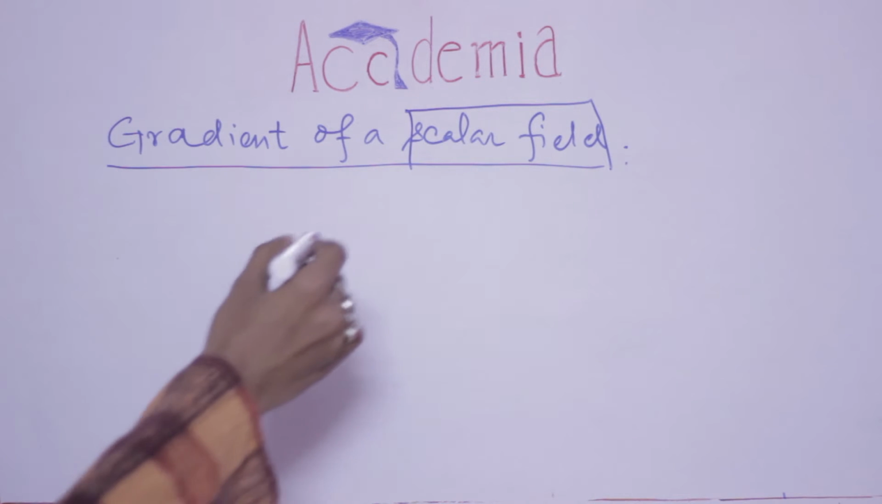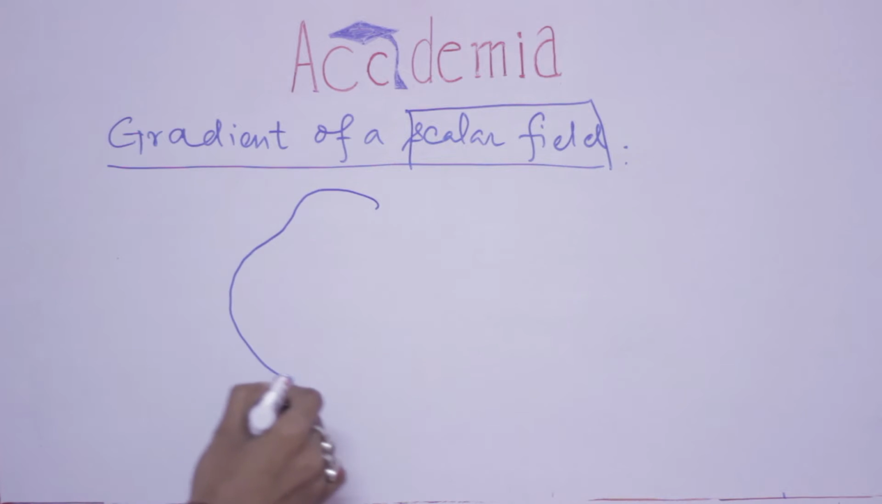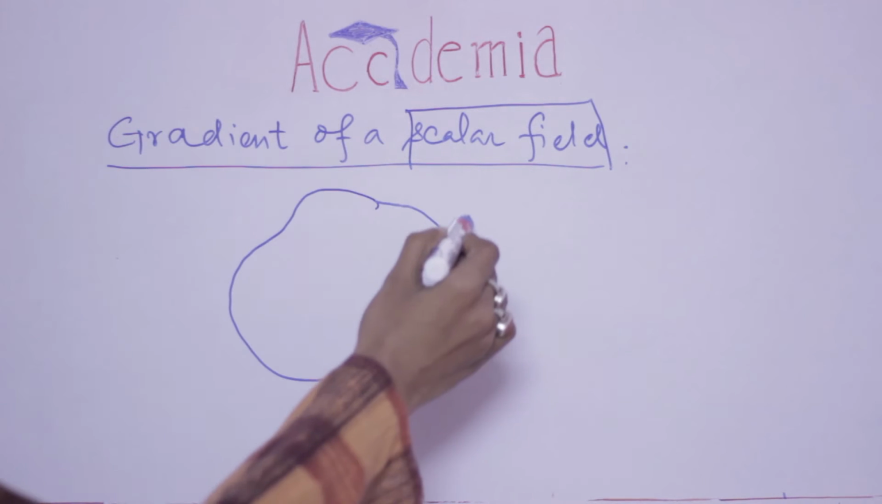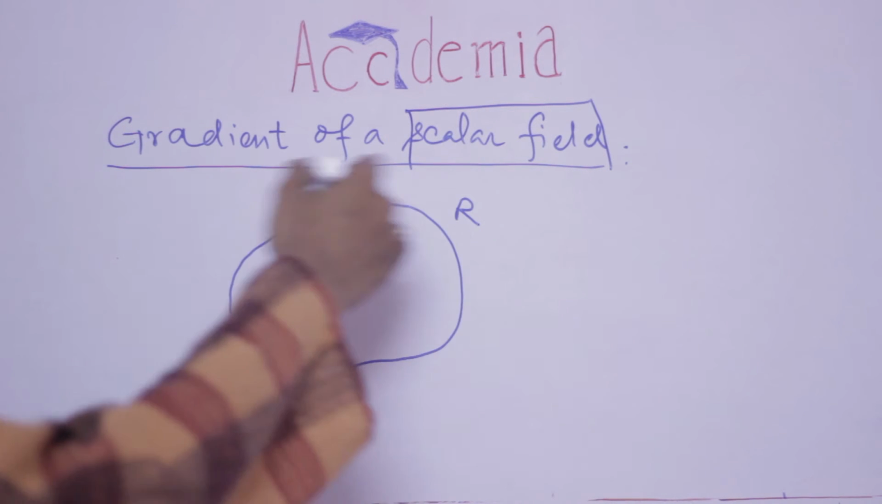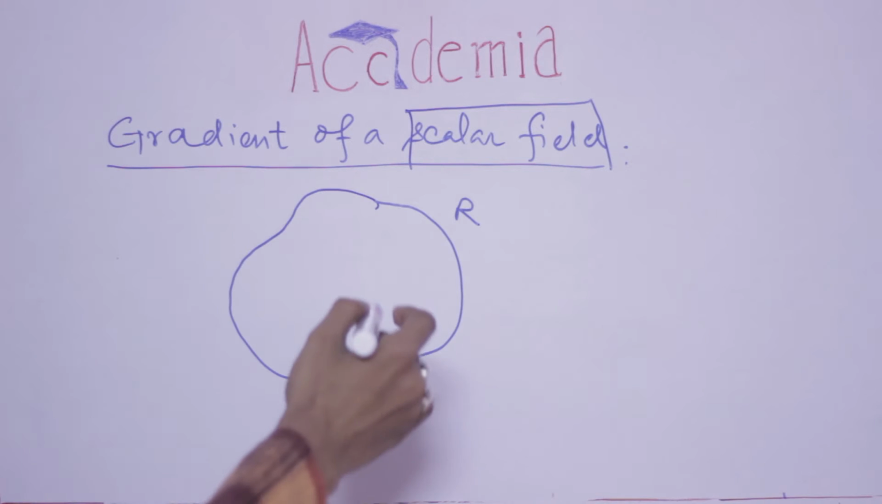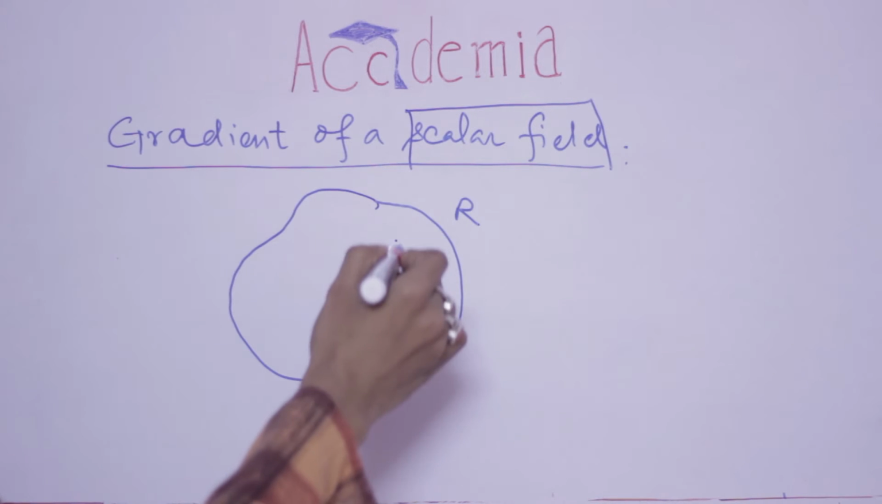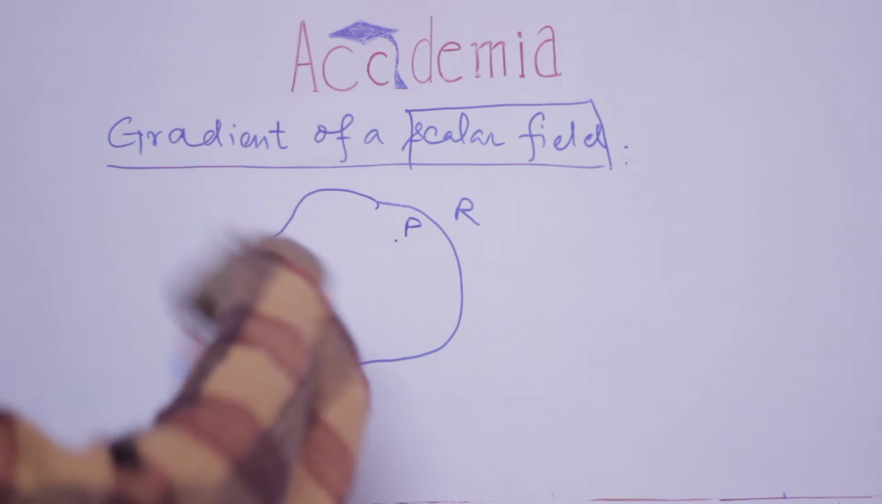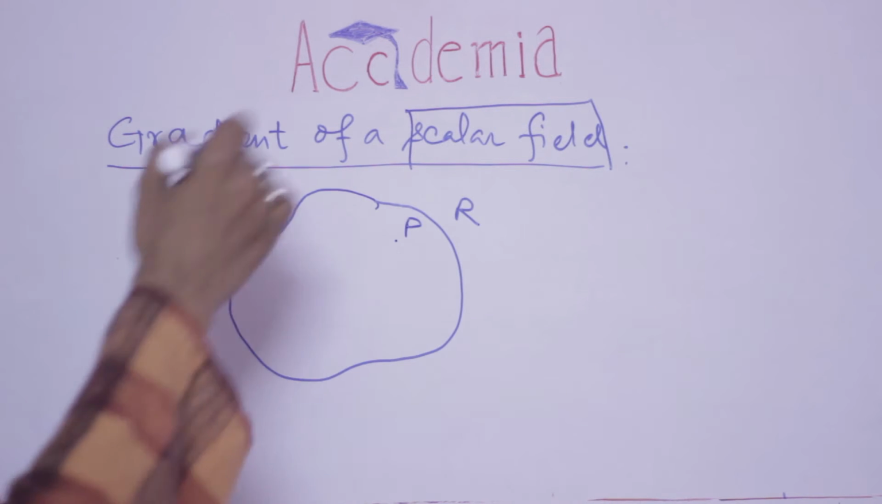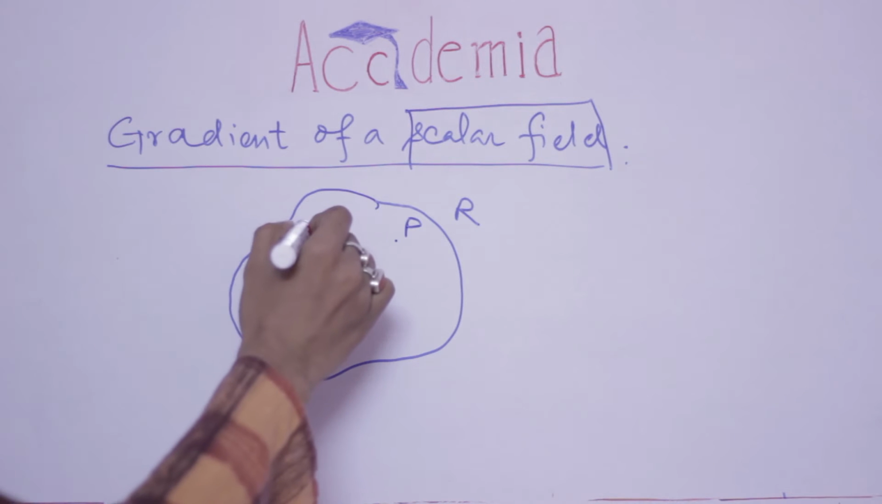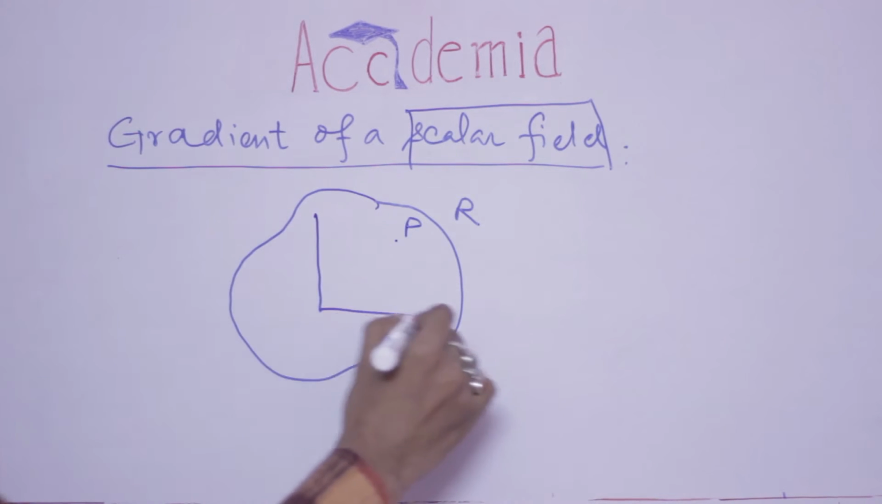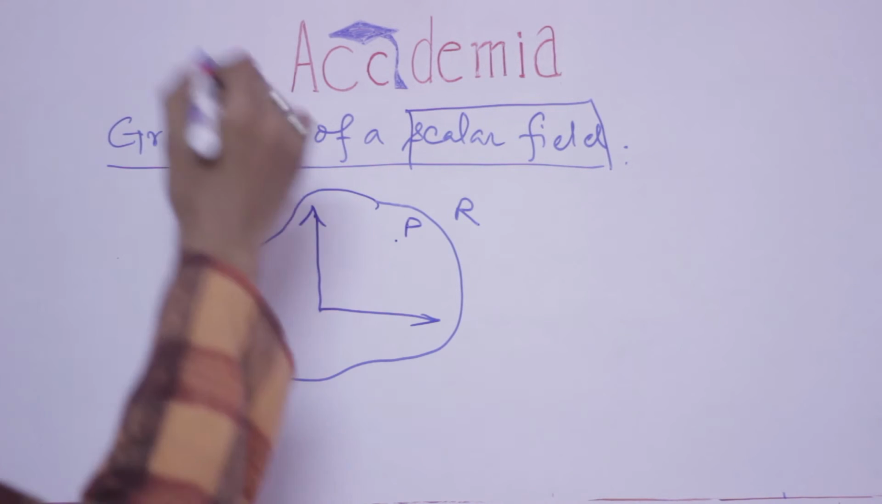Suppose a contour has surrounded a region called R, and this region R contains infinite number of points within it. Suppose P is an arbitrary point within this region R. Now since the region R itself is two-dimensional, a two-dimensional Cartesian coordinate system is enough to specify the position of the point P.